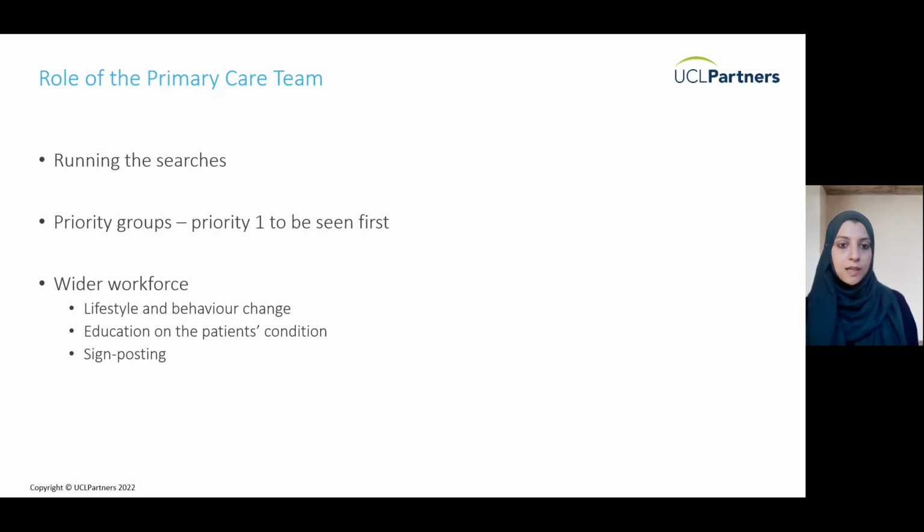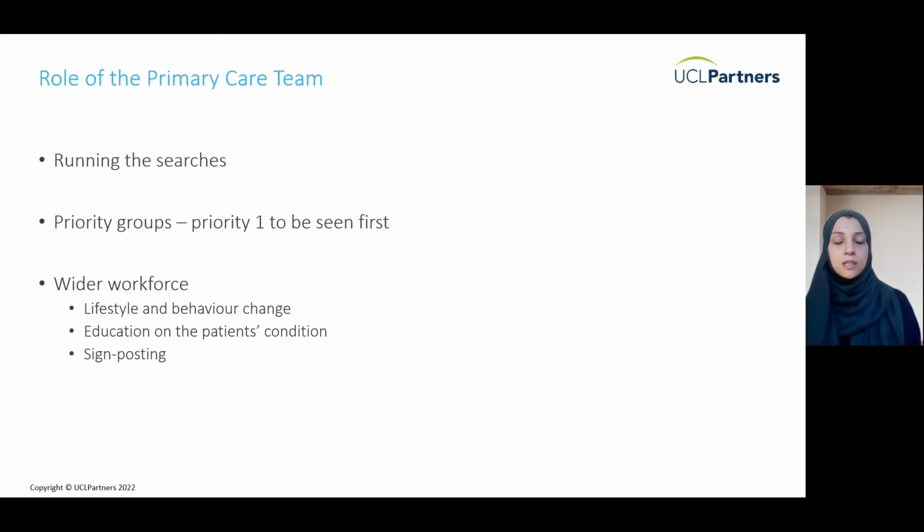The patients identified as priority 1 can then be contacted and invited to book an appointment for a review first. Priority 1 and 2 should be seen earlier by the appropriate clinician, and this could be a GP, a nurse, or a clinical pharmacist. And then priority 3 and 4 can be seen later.